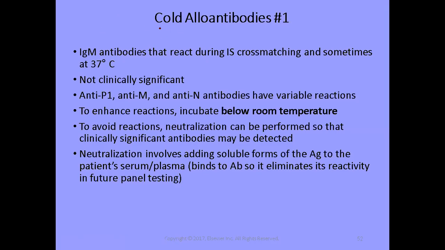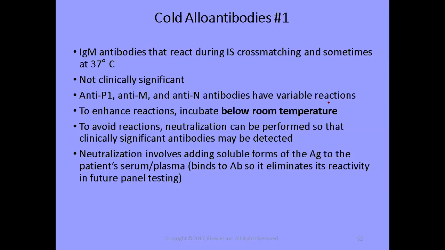So remember, cold, it's reacting at room temperature or colder. Allo, directed to antigens of someone else. So these are class IgM antibodies that react during immediate spin cross-matching and sometimes at 37 degrees. As we've discussed previously, sometimes those room temperature reactions can carry through to 37. They are not clinically significant, and some common ones are anti-P1, anti-M, anti-N.